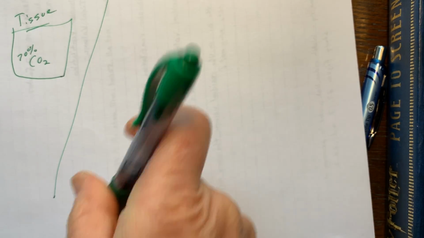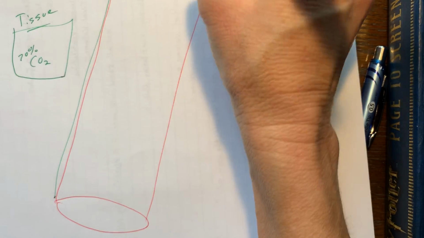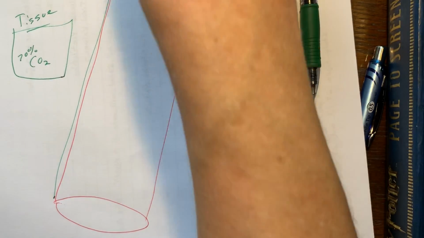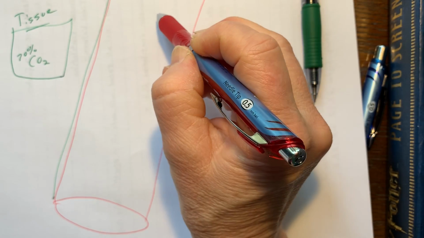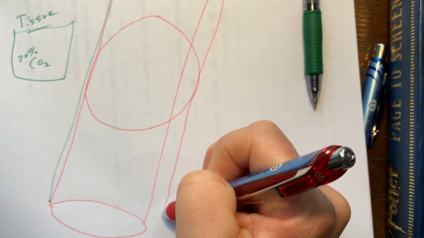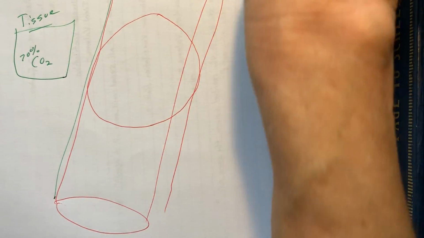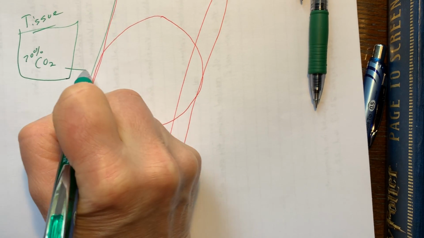And here, this is a capillary. What's inside the capillary is a big red blood cell. Okay, I made it a little bigger, but I'll have a better drawing for you in a minute, all right? So what happens is the CO2 will come over.